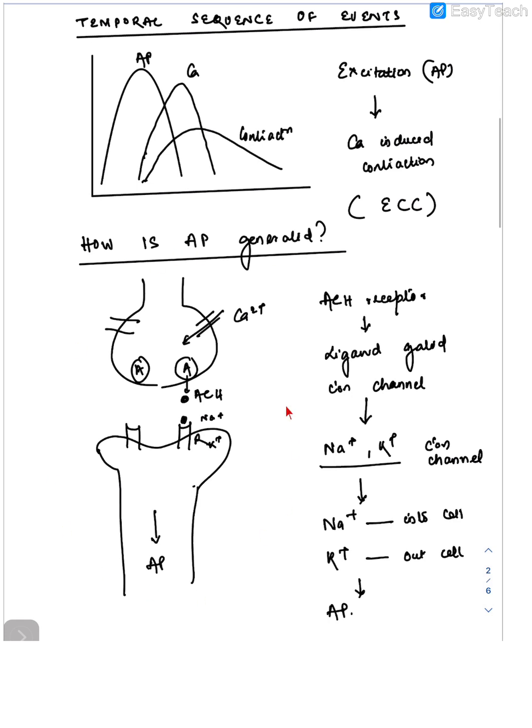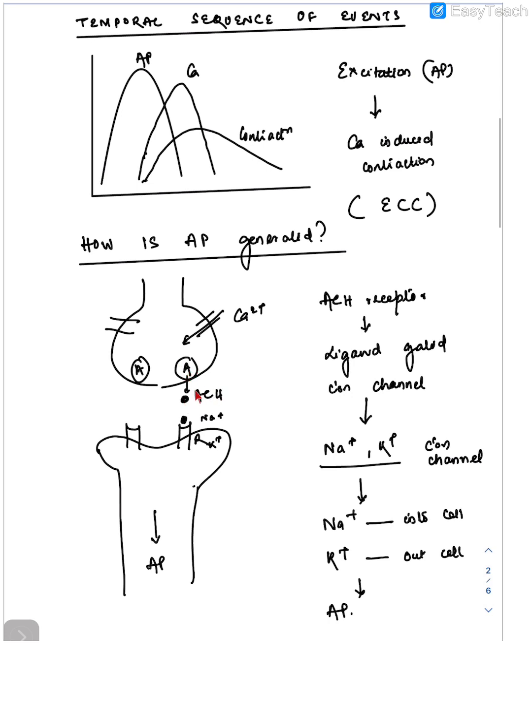So this is a neuromuscular junction. This is a presynaptic neuron, this is a postsynaptic neuron, and this is the synaptic cleft. Once an action potential is generated in the presynaptic neuron, the calcium channels open in the presynaptic neuron, and these calcium channels bring calcium inside, and this causes the release of acetylcholine-containing vesicles into the synaptic cleft.